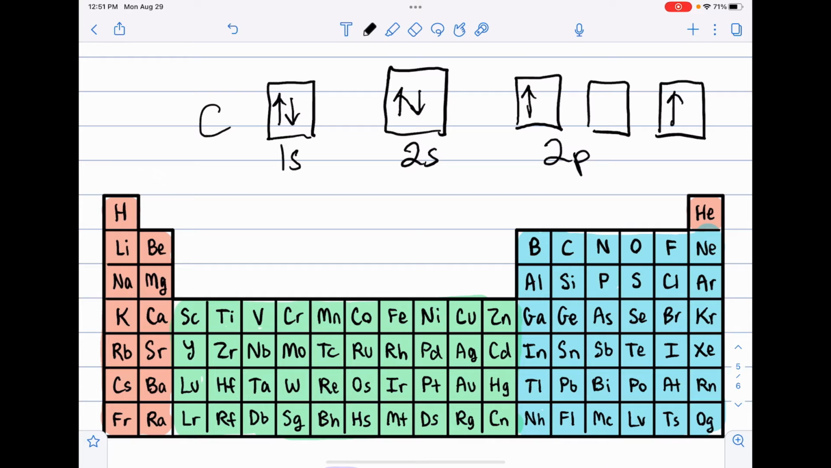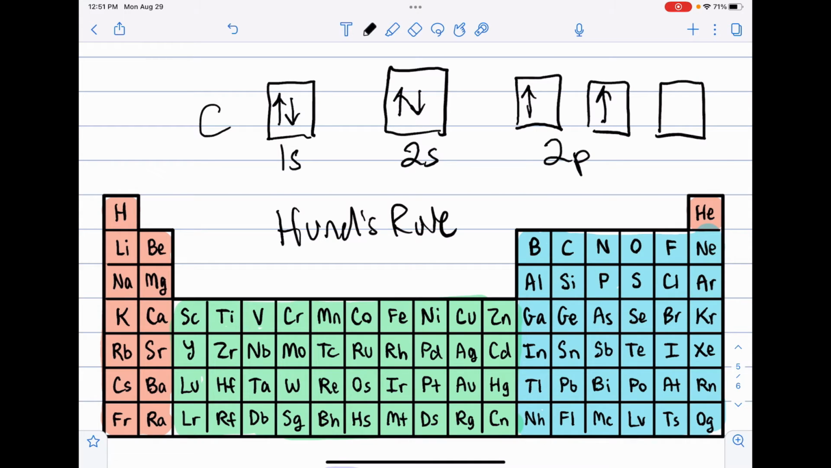Do I put it here? Do I put it there? Well, the answer is not where I just put it, but actually more like the first one. I would put it here. So the reason for that is something called Hund's rule.